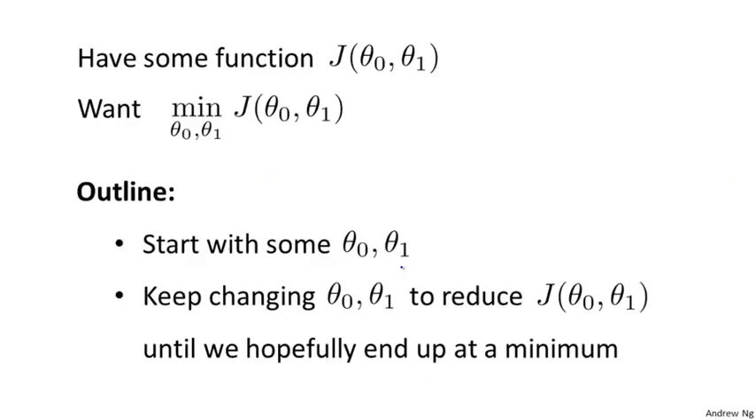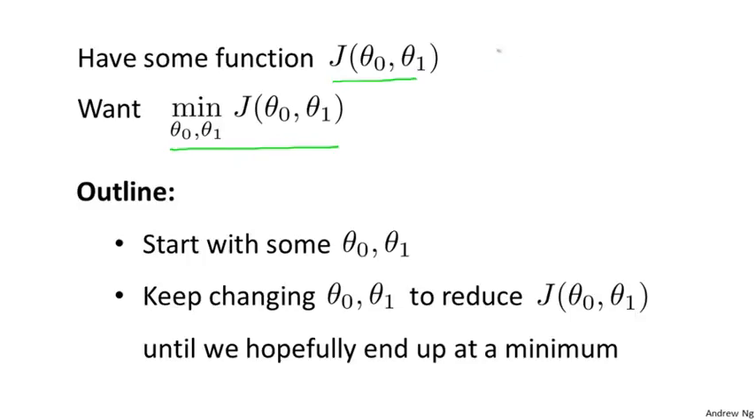So here's the problem setup. We're going to assume that we have some function J of theta 0, comma theta 1. Maybe it's the cost function from linear regression. Maybe it's some other function we want to minimize, and we want to come up with an algorithm for minimizing that as a function J of theta 0, theta 1.